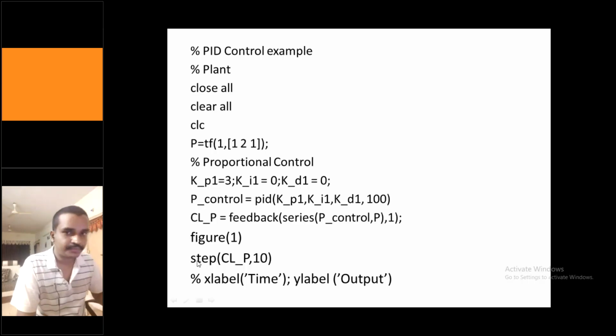Okay, so now I'll be plotting figure one, step of CLP. So this is the closed loop plant. And this 10, so what I'm saying is that I want only till say 10 seconds. So this will give us the first plot.